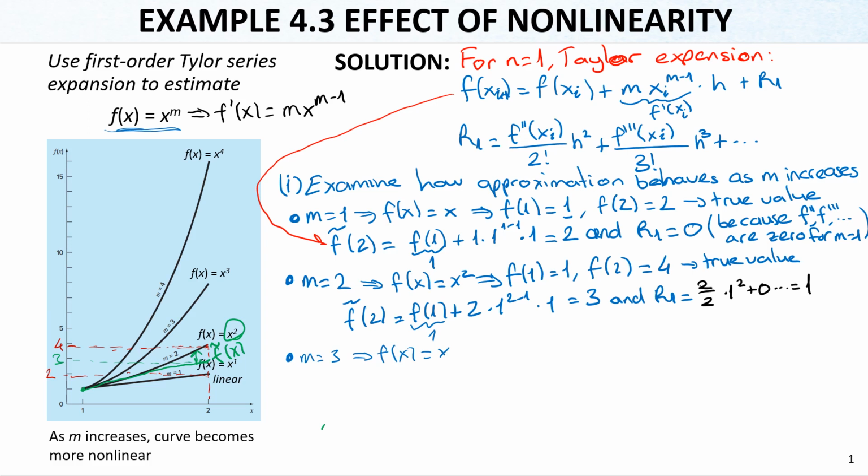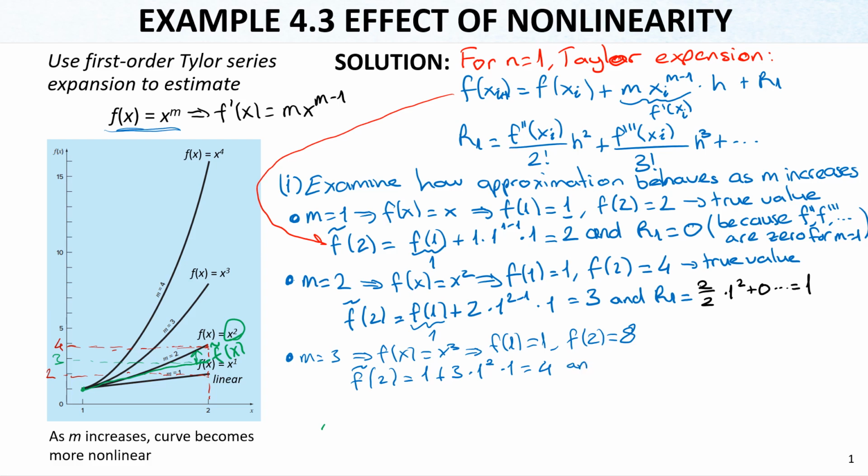So we can continue on this, and let's write m equals 3, f(x) equals x cubed, then f1 is 1, and f2 is 2 to the power 3, which is 16. Sorry, for this case it's 8. 2 to the power 3 is 8. These are the true values. Let's calculate f2, and that is 1 plus, so we will check this again, 3 times 1 to the power 2, because m is 2, times h is 1. Then the result is, as you can see, 4.